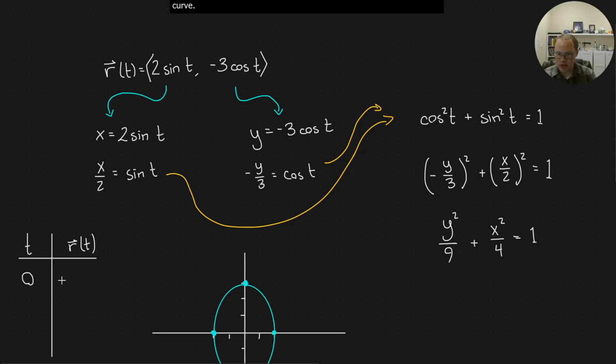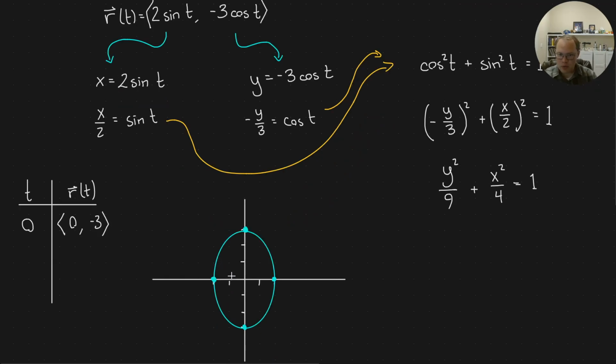So 0 looks easy. If I plug in 0, sine of 0 is 0, I'm sorry, other way around. Sine of 0 is 0, so 2 times 0 is 0 in that first component. Cosine of 0 is 1, times negative 3 is negative 3. Okay, so my first point is this one right here. This one right here is the point at t equals 0.